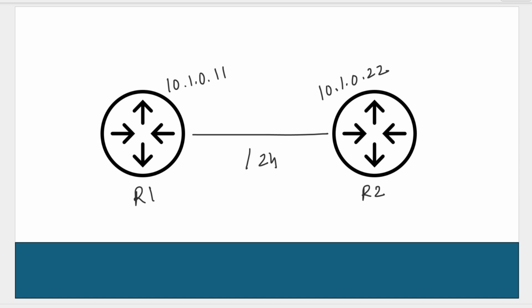So this is our topology. There is R1 and R2 and a /24 network between them. So a fast Ethernet link is a 100 Mbps link, Ethernet is 10 Mbps, and a gig Ethernet is a 1000 Mbps link. That's the difference, right? So let's open the packet tracer and first create this topology.